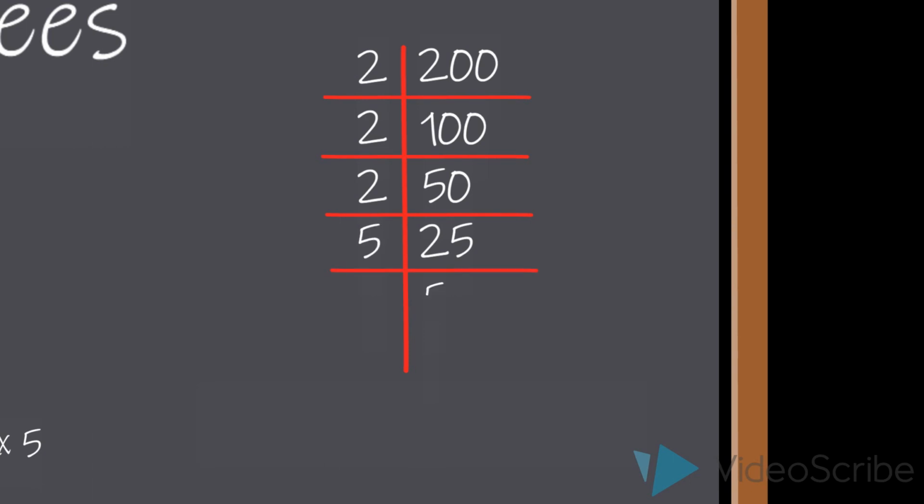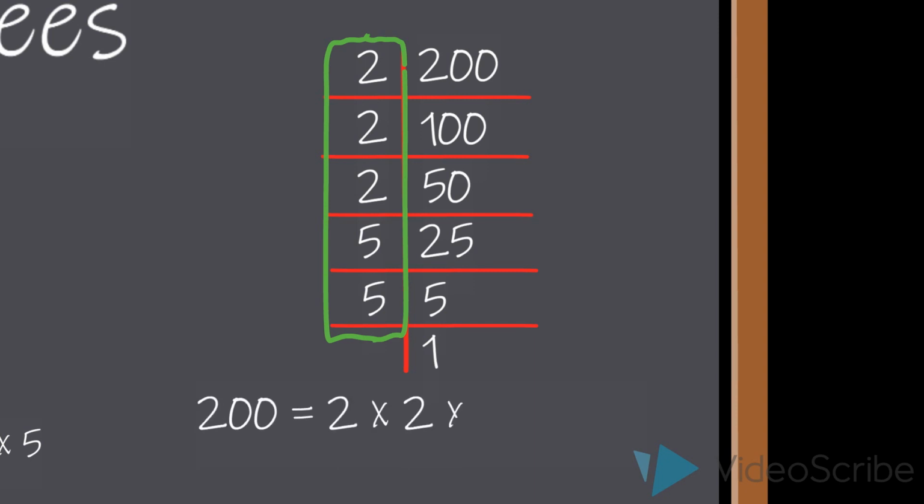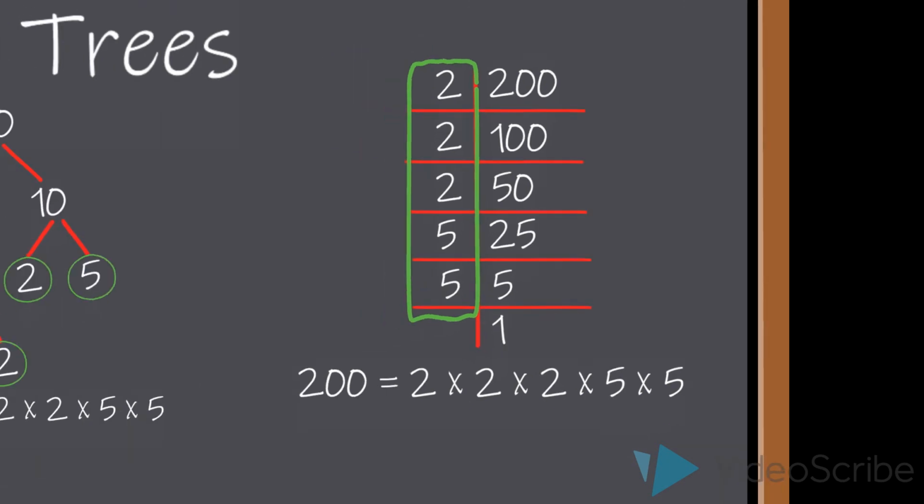Our last number is 5. Can 2 go into 5? No. Can 3? No. Can 5? Yes. Now I have the number all the way down to 1, which was my goal. The numbers on the left column are my prime factors, and can be multiplied together to give me my product of prime factors. So 2 times 2 times 2 times 5 times 5 is the product of prime factors for the number 200.